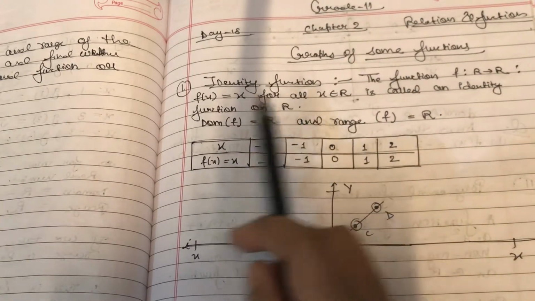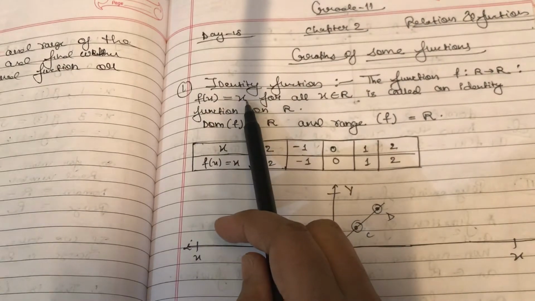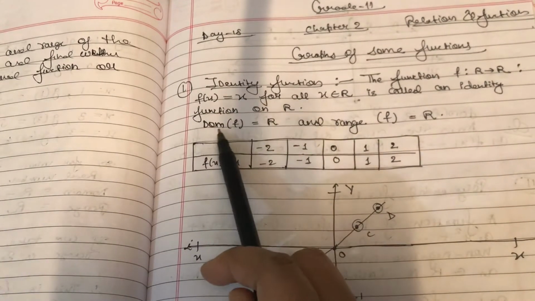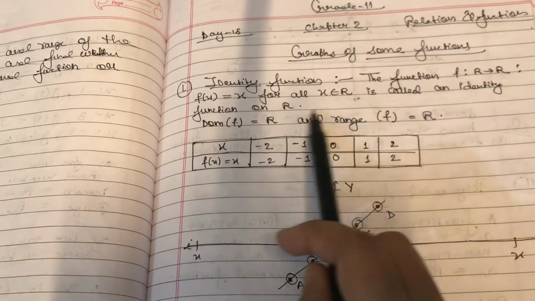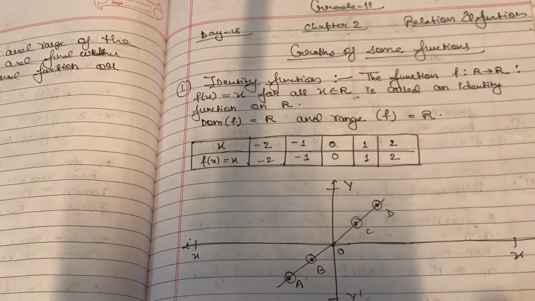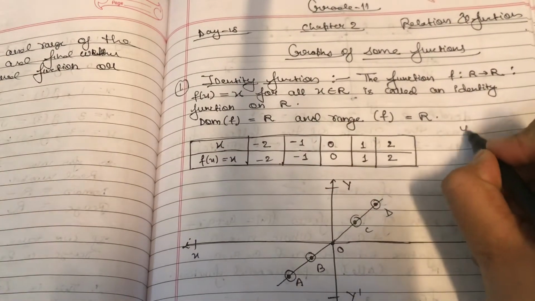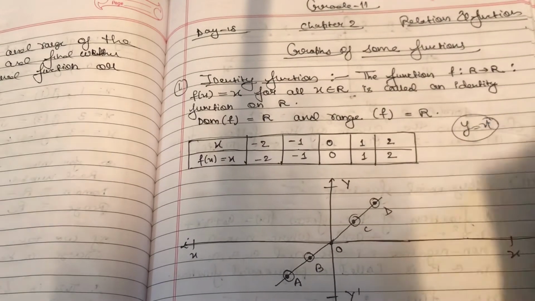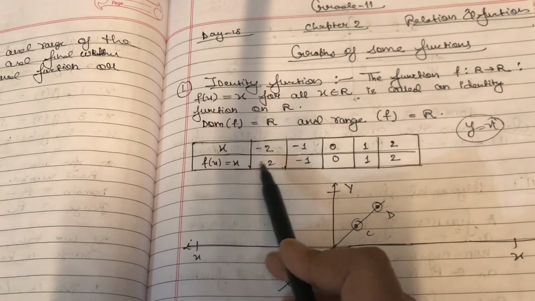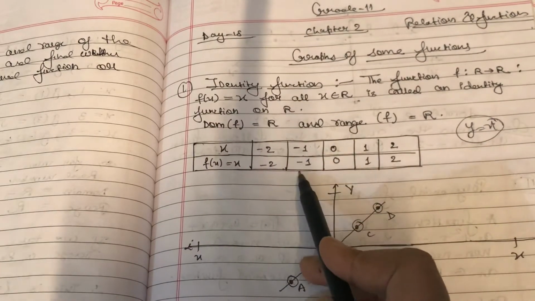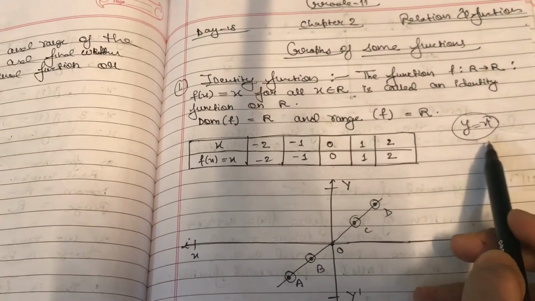So basically my equation is f(x) equals x, so that is y equals x is my identity function. So the domain will be what? R, and range will be what? R. How we are going to find domain and range? Let me tell you that first. So the function is f(x) equals x, which means y equals x is my equation. So for x equals -2, the value of y, which is f(x), is -2. For -1 it is -1, 0, 0, 1, 1, 2, 2, right? Because both the values are equal.